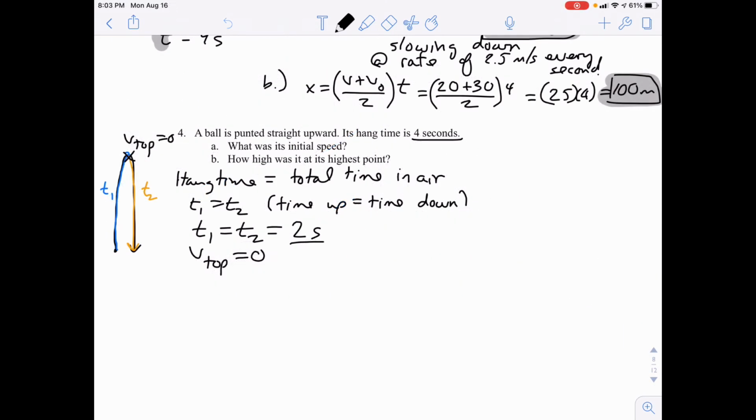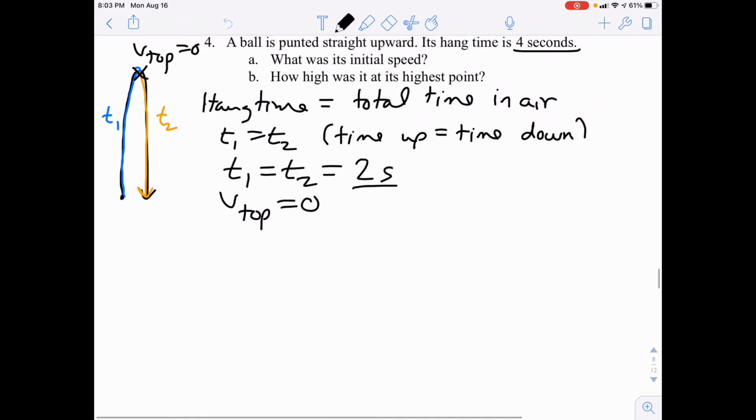Now we're ready to proceed and make a list of variables. The question wants to know what is the initial speed? Well, first of all, let's list all 5 variables so we know what's known and what's not known. How high the ball goes, we don't know how high it goes, so y is a question mark, right? But that's actually part B. We'll get to that.